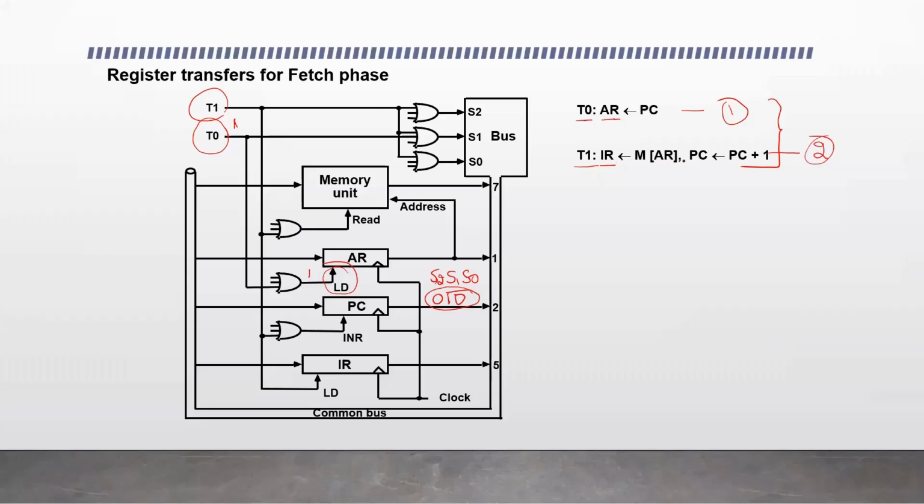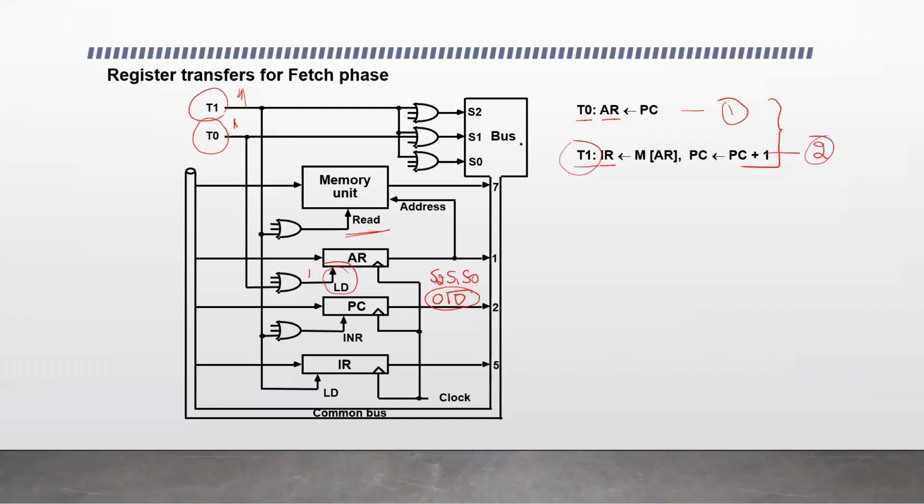Okay, it has two steps. The first step is transferring the content of memory into IR, fetching the instruction from memory. So the memory read input needs to be active. We need to enable the read input of memory at time T1, when T1 is active. Okay, this happens at time T1.